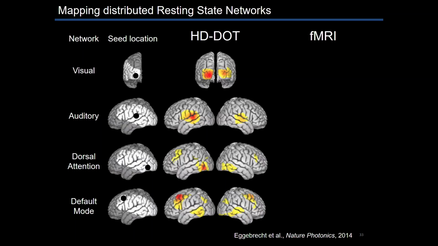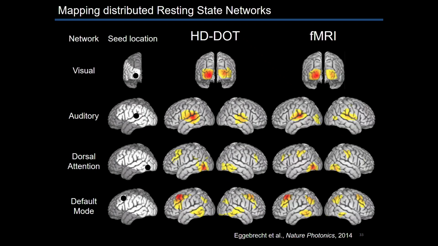You can see that as we progress from sensory motor into higher order cognitive networks, you get not only bilateral, but also anterior, posterior constellation of regions that are also recapitulated in fMRI. This is 10 minutes of resting state data without any scrubbing for motion or anything. Again, showing pretty good correspondence between DOT and fMRI.